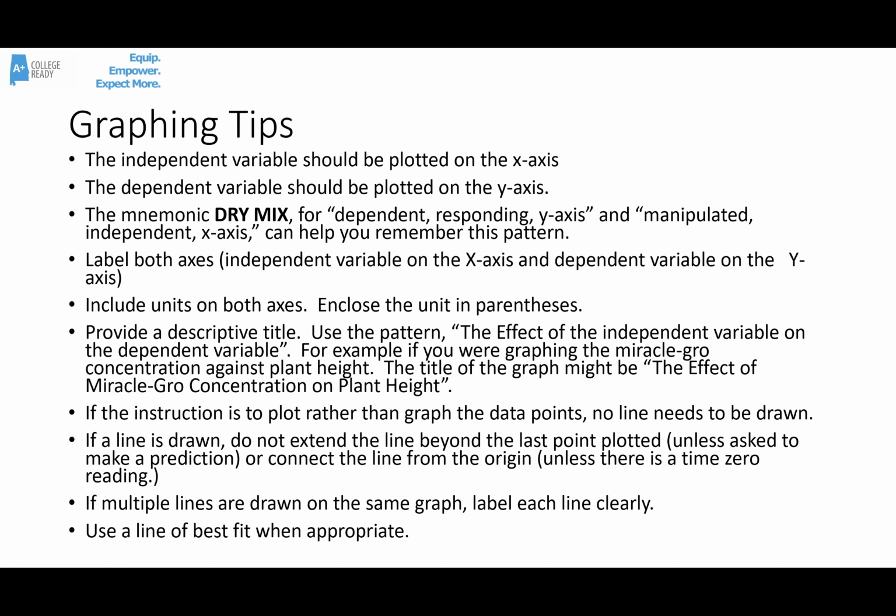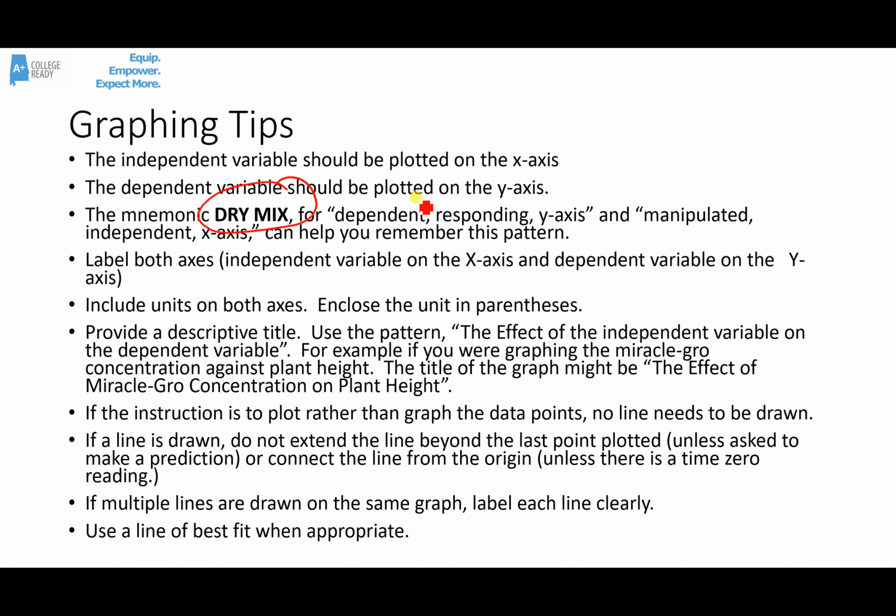So let's talk a little bit more about graphing. When you're graphing, the independent variable is always going to be plotted on your x-axis. The dependent variable is always going to be plotted on your y-axis. Use the mnemonic DRY MIX to help you remember that.